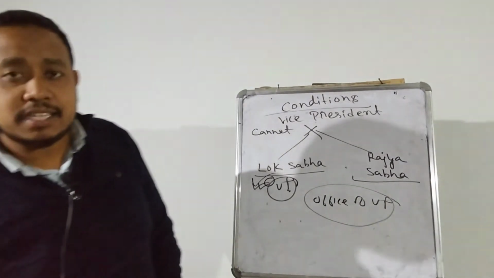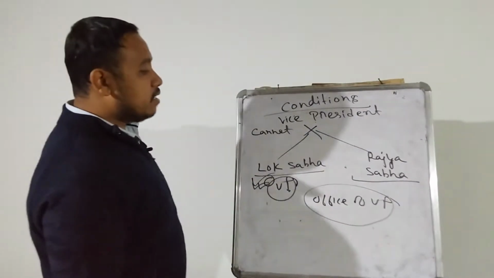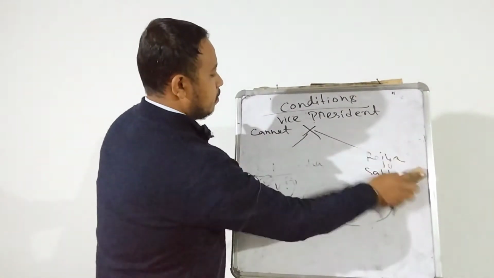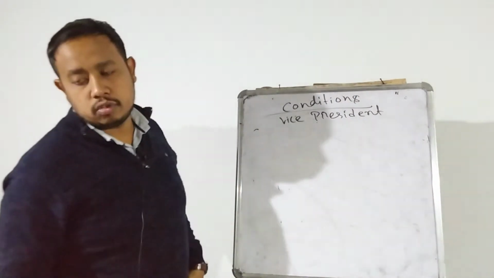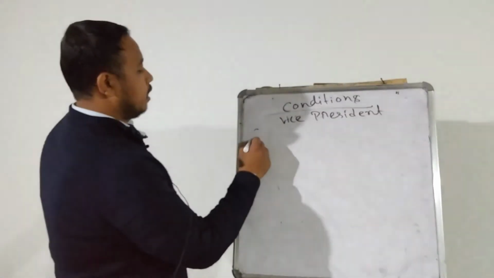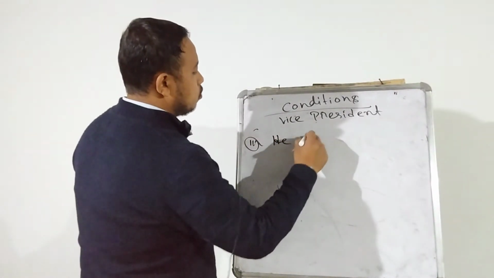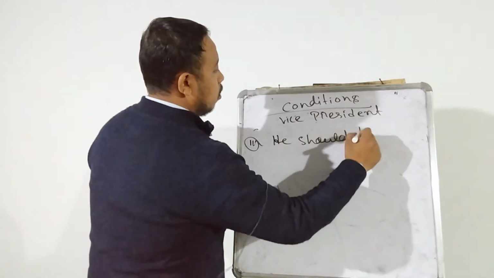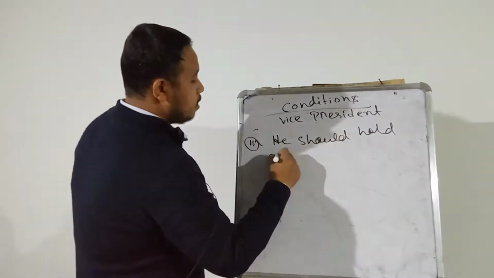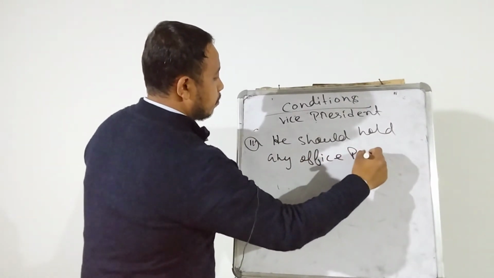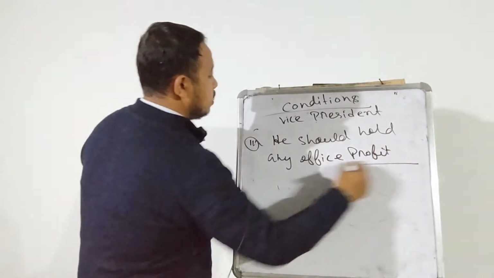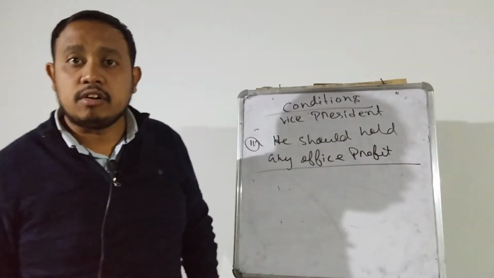The next condition is that, as I have already discussed with you, he should not hold any office of profit. So these are some of the conditions of the Vice President of India.